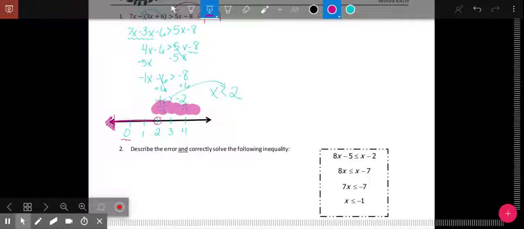So looking at number 2, I want you to describe the error and correctly solve the following inequality. So look at that problem and tell me, what did I do wrong? And how should I correctly solve it?